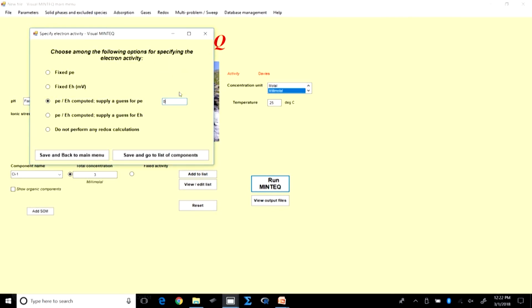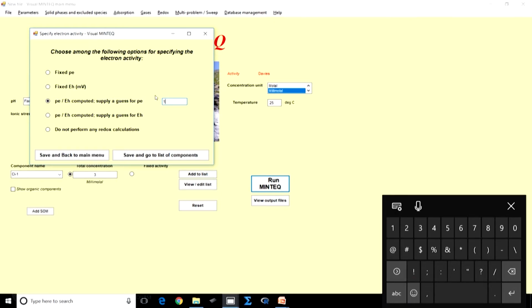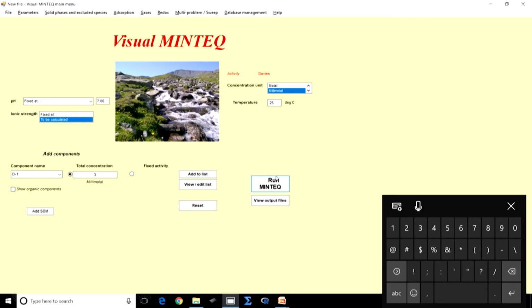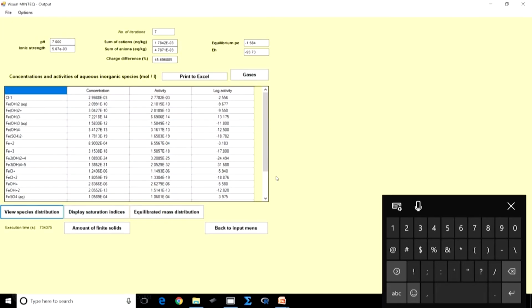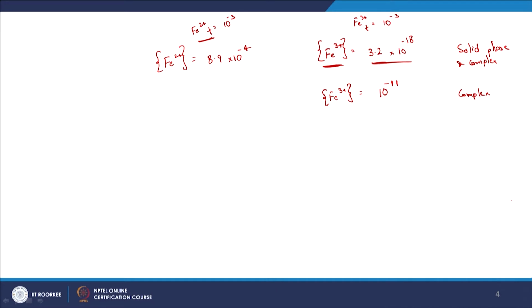So I'm going to have to give a guess for my particular case of PE, right. Because I know it's going to be lower, I'm going to go with 1, right. Save and back to main menu and run MinTech. And now you see that the PE value is remarkably low, minus 1.584, right. And the PE value for the C2Cl4 to C2HCl3 couple is still going to be equal to 8.84, right.